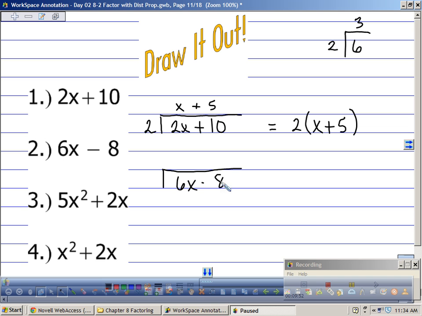If I want 6x minus 8, I know I can multiply what? 2 times what makes 6x? 3x. 2 times what makes negative 8? Negative 4. 2 times the quantity 3x minus 4.